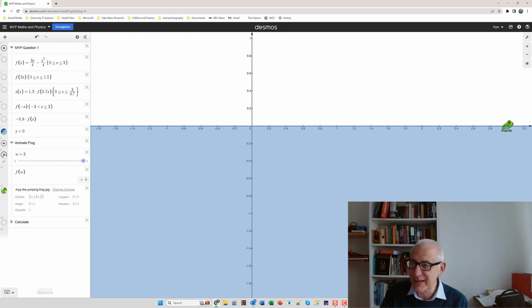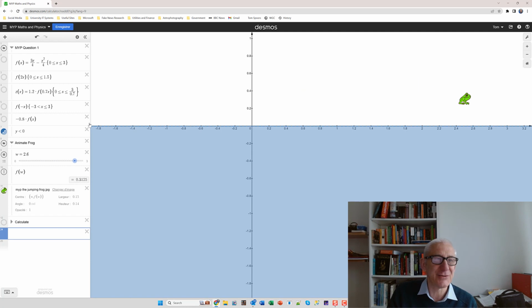All I did there was download a little PNG file of a frog, tidied him up a little bit, and here we can actually get him just to keep going the whole time. Poor old frog bouncing backwards and forwards like that. Or we can make it that he just jumps forward all the time. Anyway, that's an amusing end to the video.